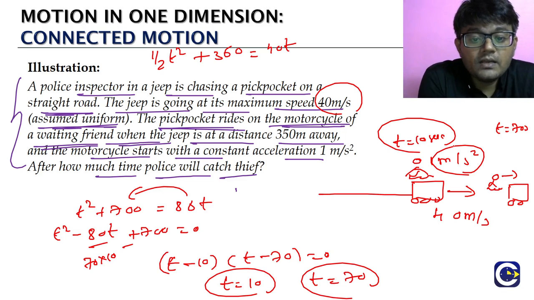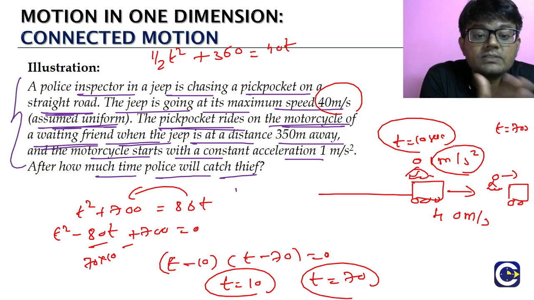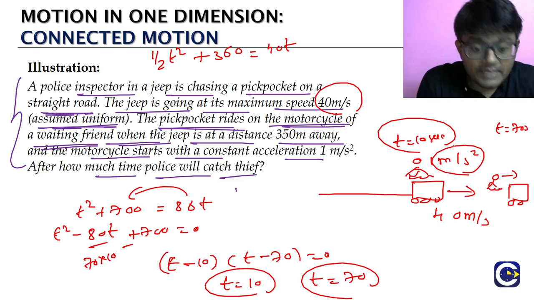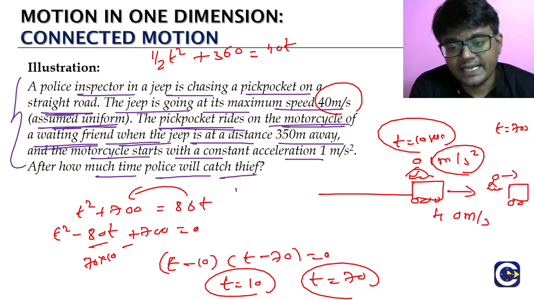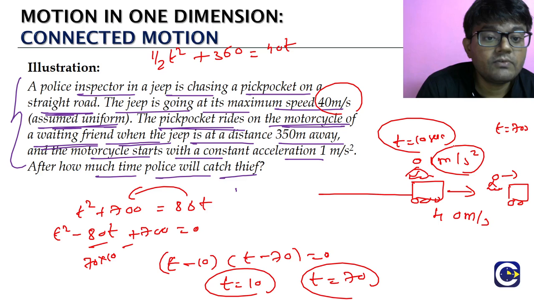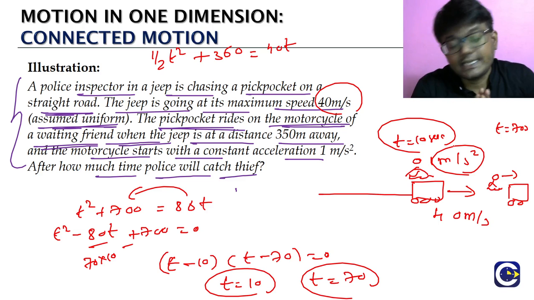But here, what is the question they are asking? After how much time the police will catch the thief? Means, first time they meet, that's when the police will catch the thief. That's it, right? So what is the answer we have to choose here? We have to choose the answer t is equal to 10 seconds.